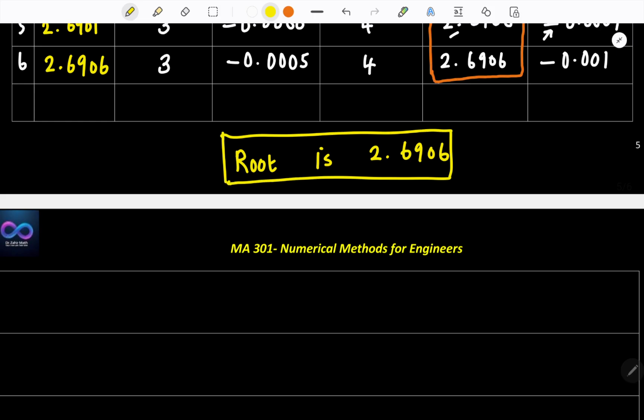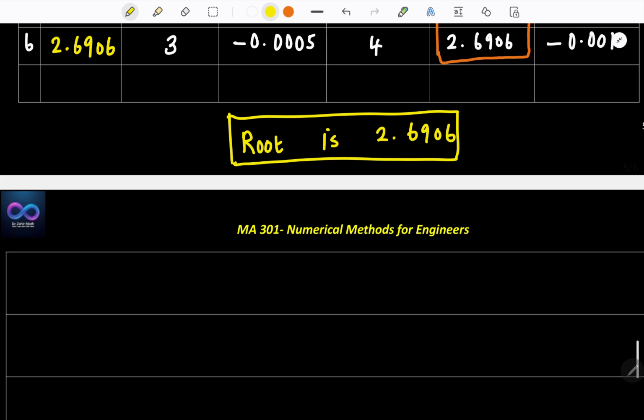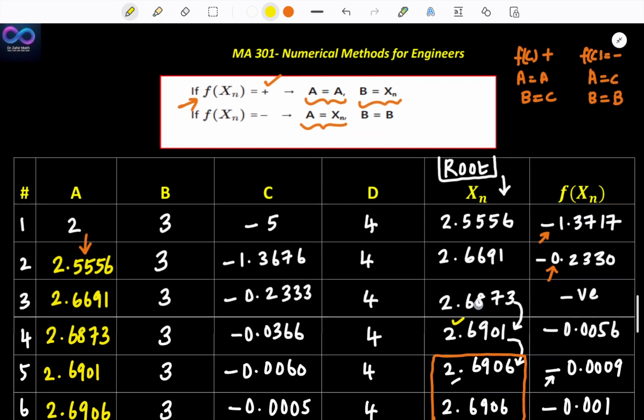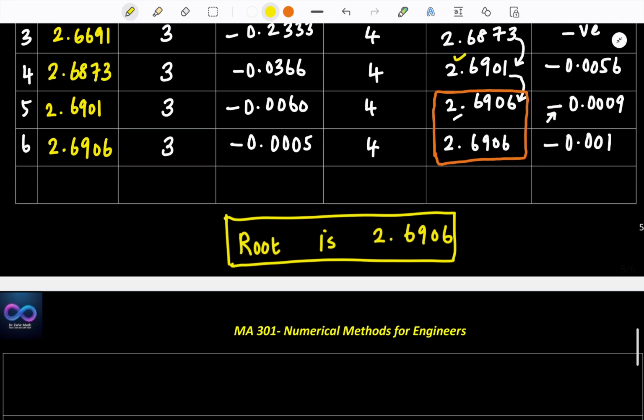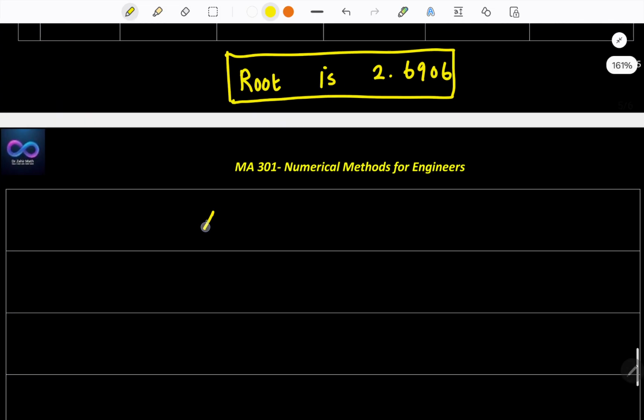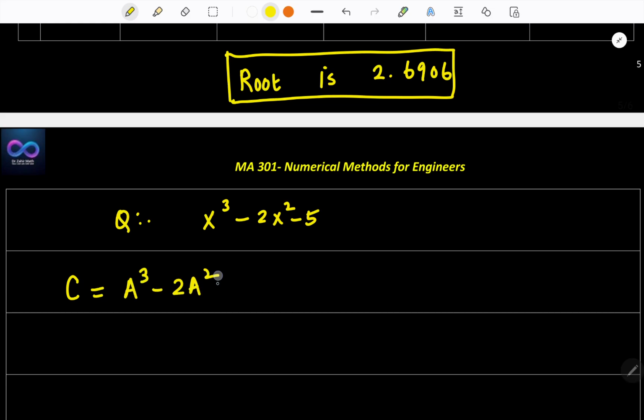Regula Falsi method. Again I'm telling you, without a calculator, do not watch this video. What is very important in the calculator is that you just type, and after that press equal, equal, equal. The equation is x cube minus 2x square minus 5, right? So in the calculator you need to press C equals A cube minus 2A square minus 5.